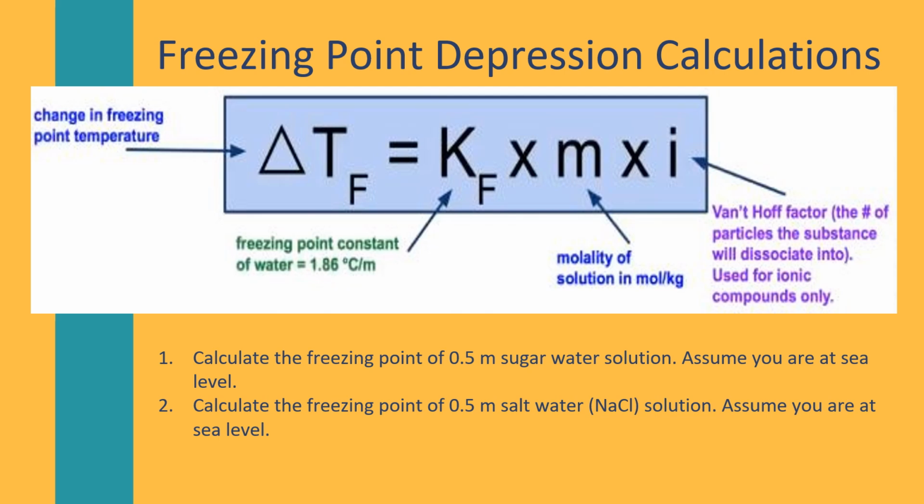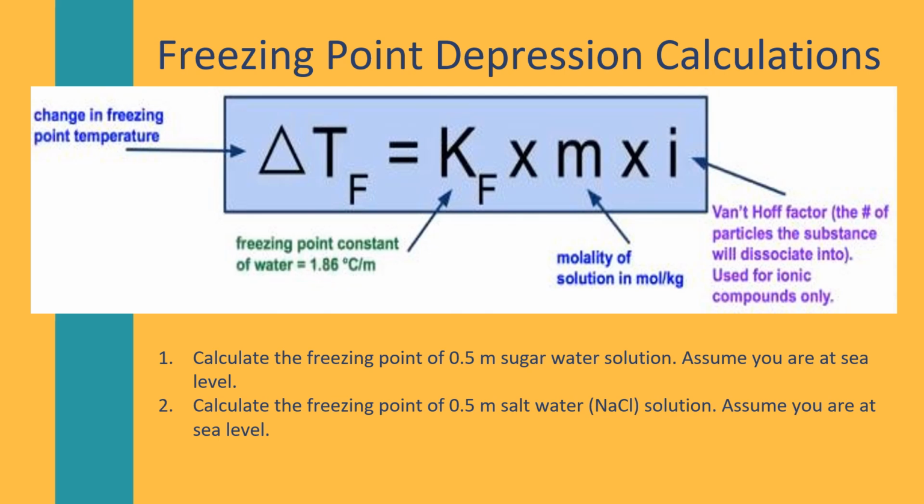Okay, so to get the change in the freezing point of aqueous solutions, we take the freezing point constant of water, which, as you can see in this formula, is 1.86 degrees Celsius per molality, times the molality of the solution, times the van't Hoff factor. This is very similar to what we were just working on, so let's take a look at this example below.